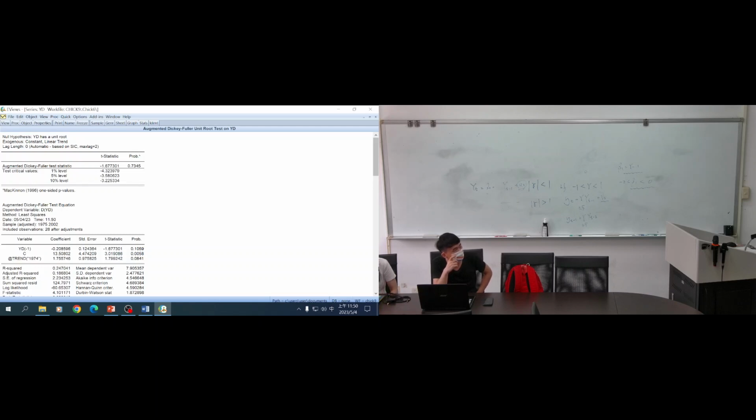Not significant. Means non-stationary. Yeah, of course, the p-value is even higher, right? Yeah, of course. It's even higher. So usually we'll do this version. Okay. So even if we do this more rigid version, the probability is still high, right?